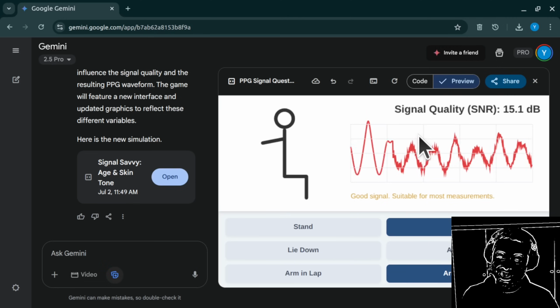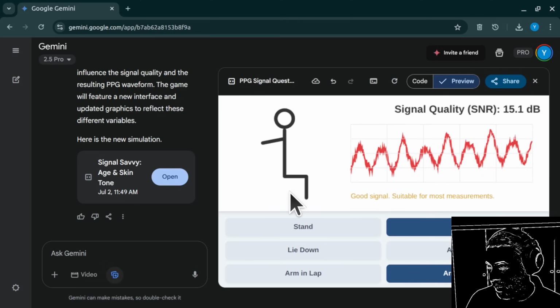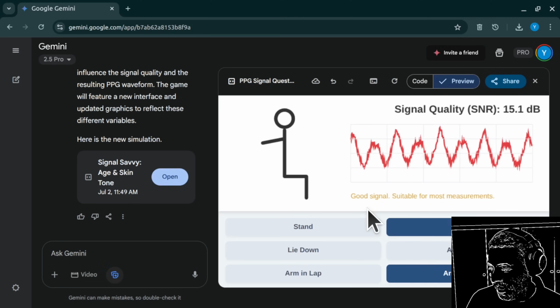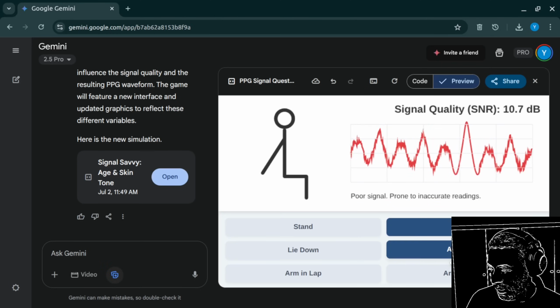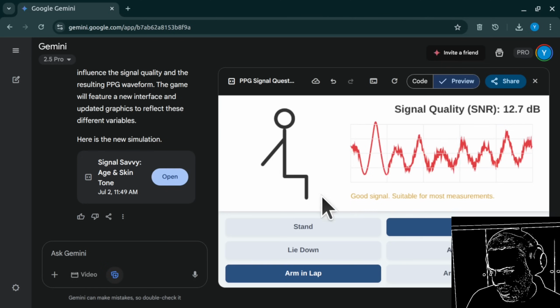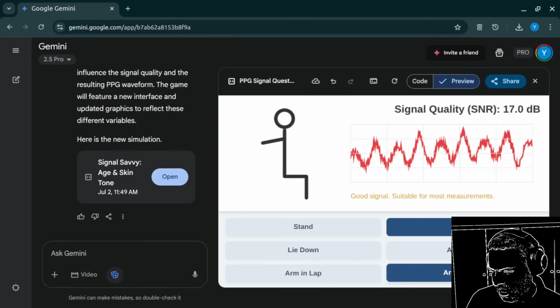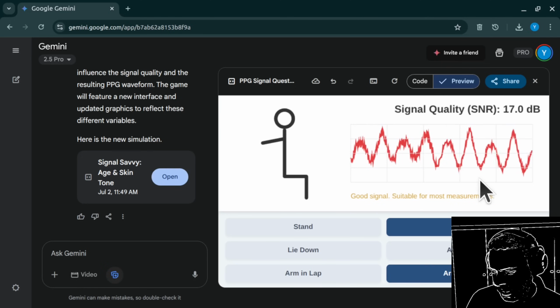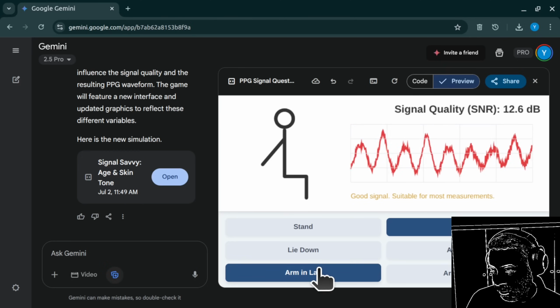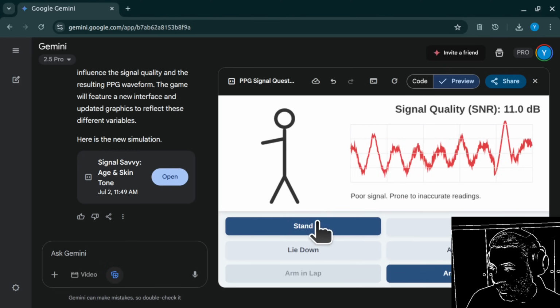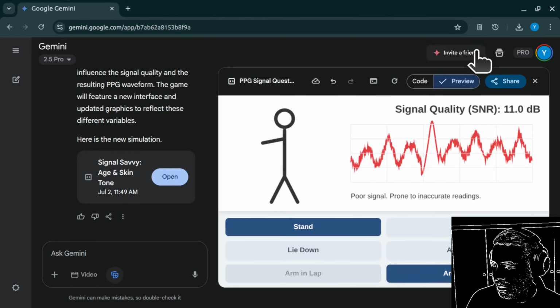So this is based on the results from the paper. When we're sitting, we can have arm in the lap, which is a bit weird, or arm at heart level, and this will show you the different signal quality that was reported in the paper based on lots of patients.